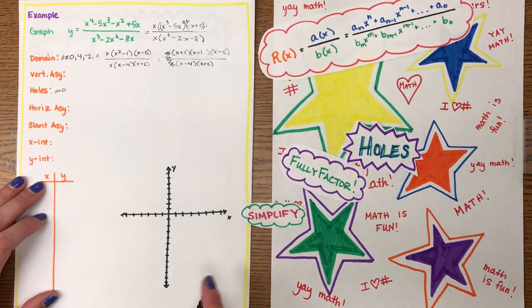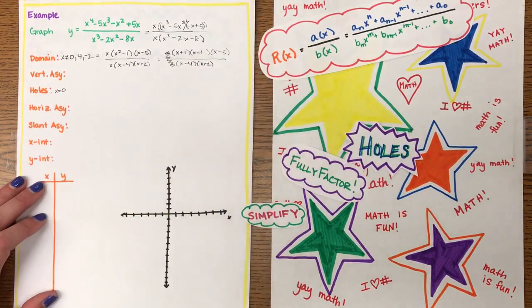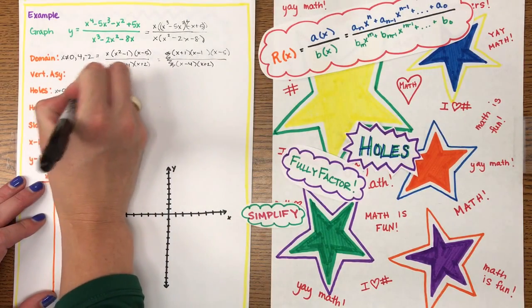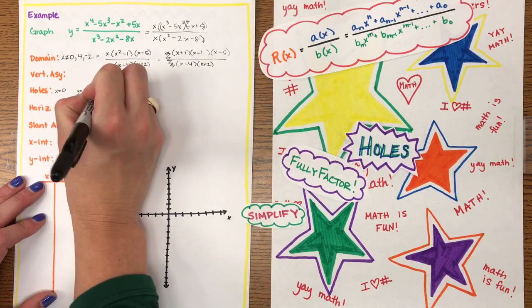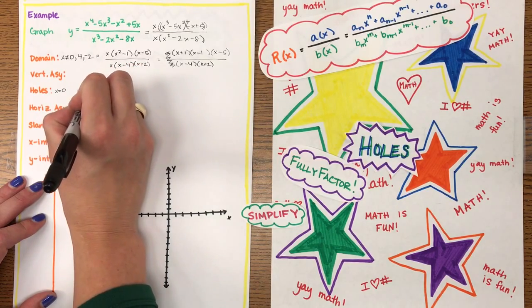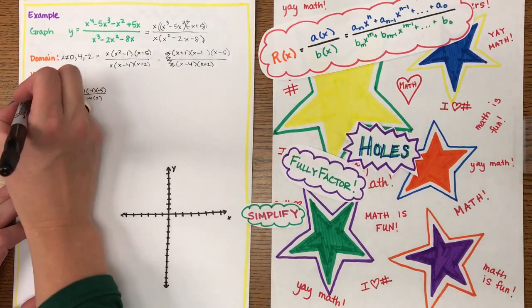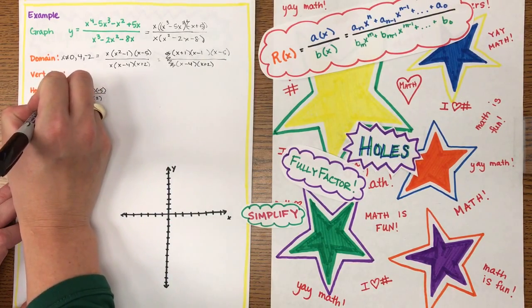To find the ordered pair of that, I am going to plug 0 into my simplified equation. When I plug 0 into this simplified equation, I am going to get 1 times negative 1 times negative 5 over negative 4 times 2, which is positive 5 over negative 8. So I have a hole at the point 0, negative 5 eighths.